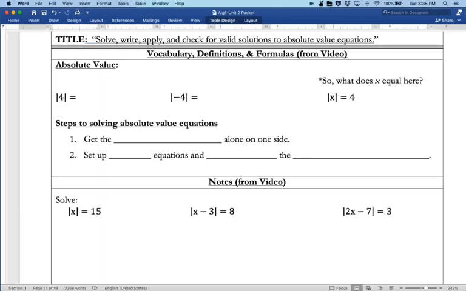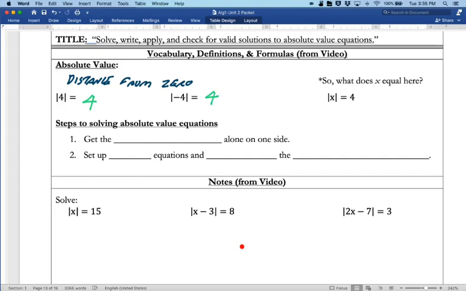Now, absolute value is defined as the distance from 0. So when we see these bars around a number or an equation, those bars mean that we're dealing with the absolute value of 4. How far is 4 from 0? It's just 4. How far is negative 4 from 0? Well, it's also 4.